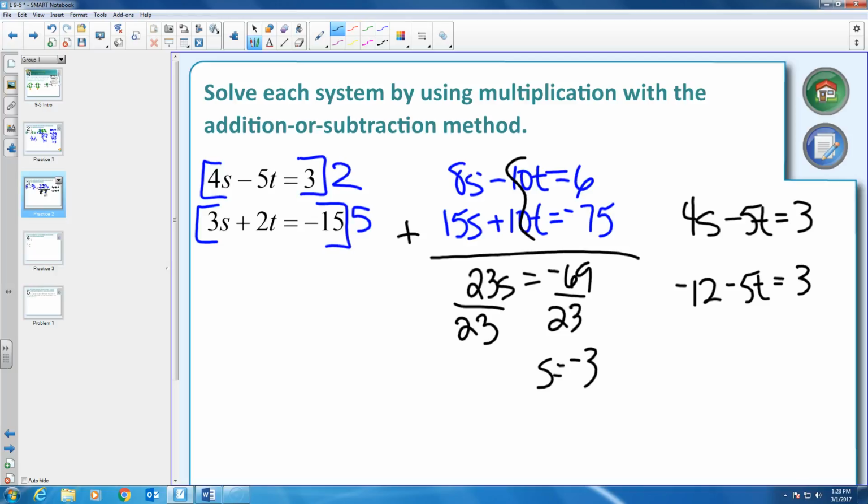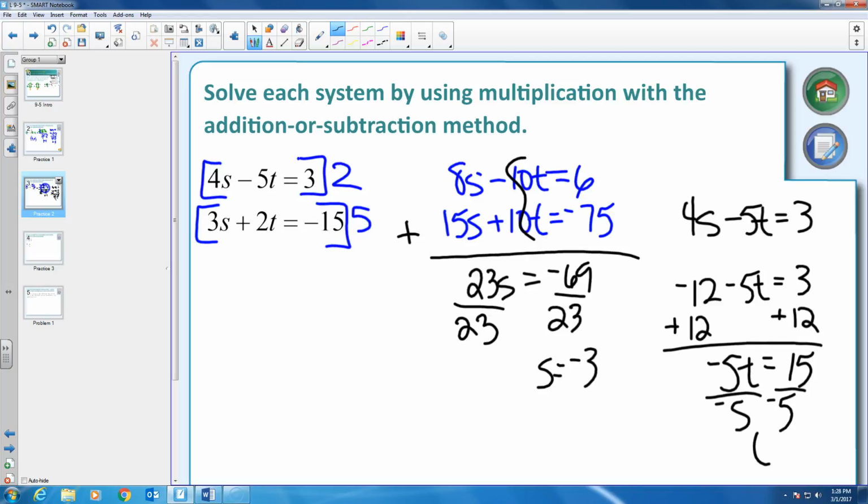Who's my floater? Who's going to move to the other side for me to get T alone? So the opposite of negative T is positive T. What I do on one side, I do to the other. So now I've got 5t equals 15. What's t got to equal? Okay, so t equals negative 3. Now this time it doesn't matter because it's the same number. But what would my ordered pair be? Negative 3, negative 3. Remember S and then t. They go in alphabetical order. Okay?